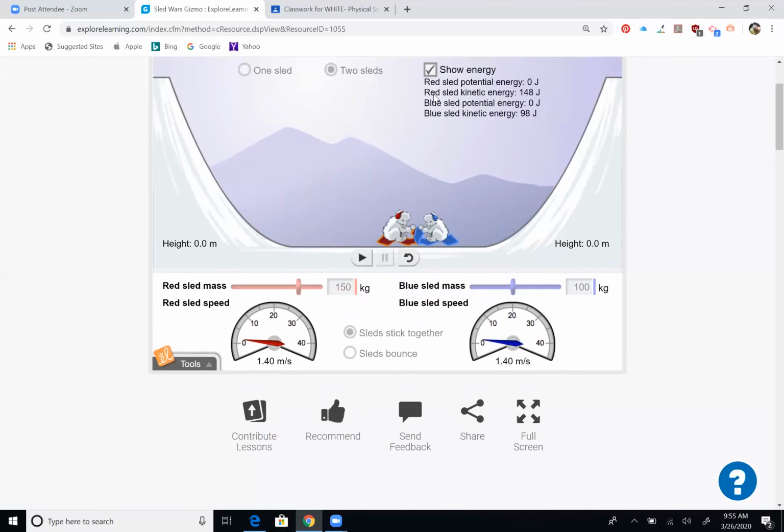All right, so the kinetic energy of the red sled is 148 joules. And the blue sled is 98 joules. What happens to the combined energy of the sleds when they combine? All right, so looking at this, they obviously significantly decreased when they combined. They canceled each other out. Okay, so the answer to B is that it decreased.